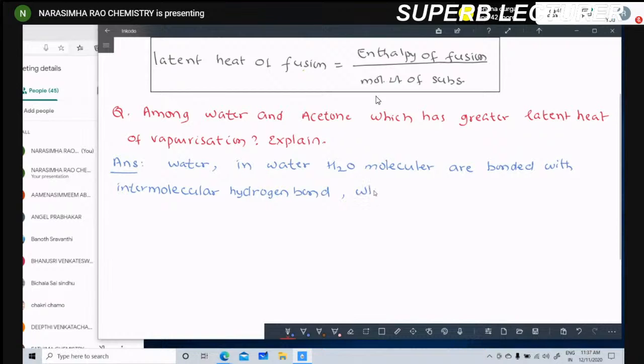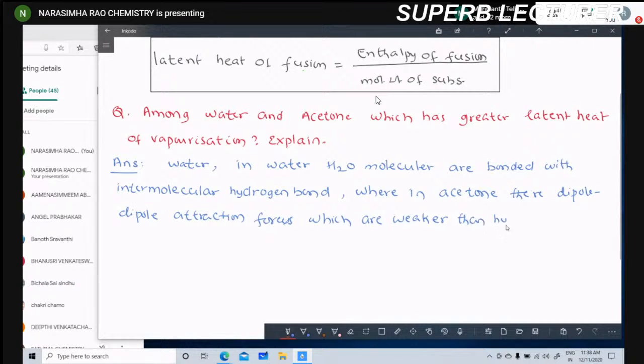Okay. Whereas in acetone, there are dipole attraction forces which are weaker than hydrogen bond, so that acetone has low heat of vaporization.